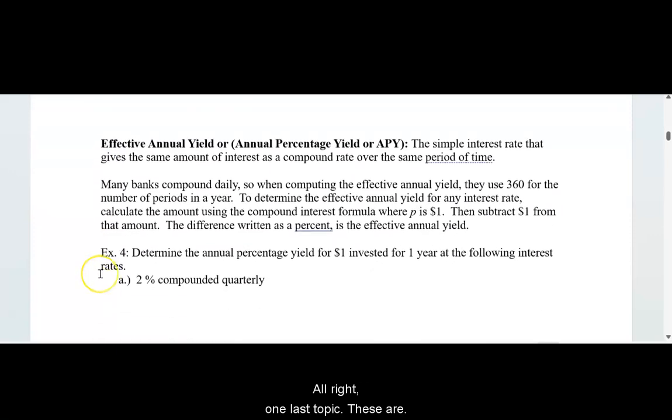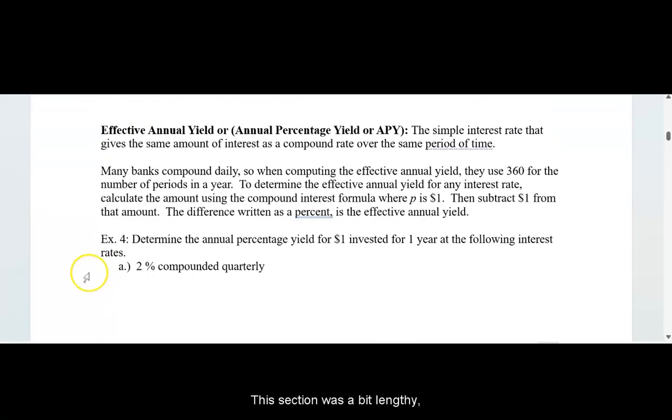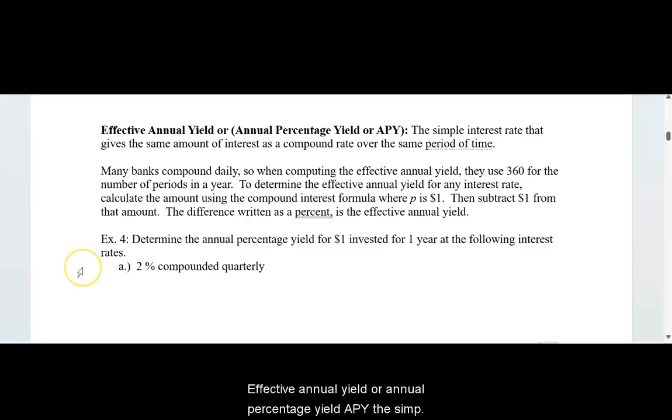One last topic. This section was a bit lengthy, I will admit, but we've got one more section here. Effective annual yield, or annual percentage yield, APY. It's the simple interest rate that gives the same amount of interest as a compound rate over the same period of time. So if you had something sitting in an account for say 10 years at a certain compound rate, what would the simple interest rate have to be for you to earn the exact same amount?